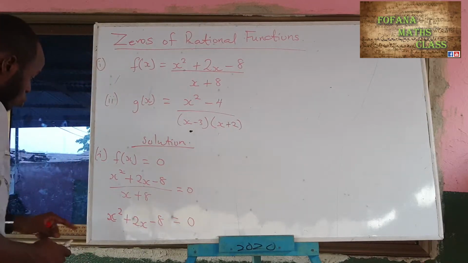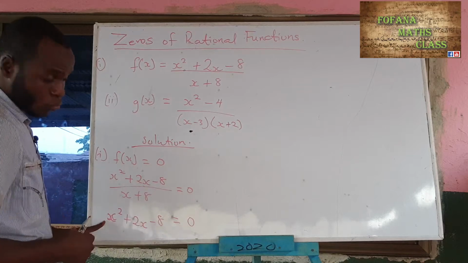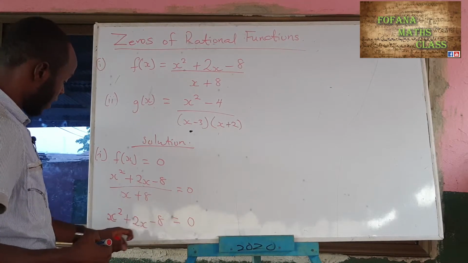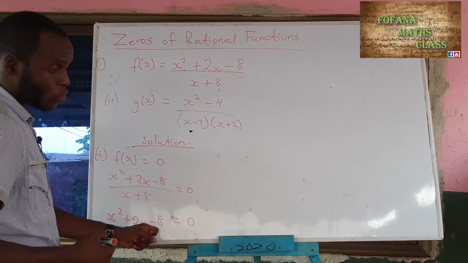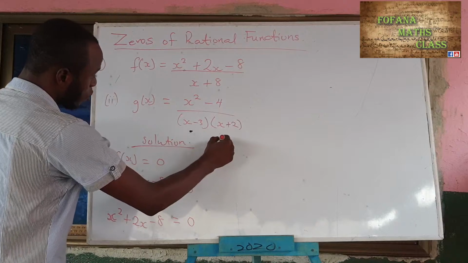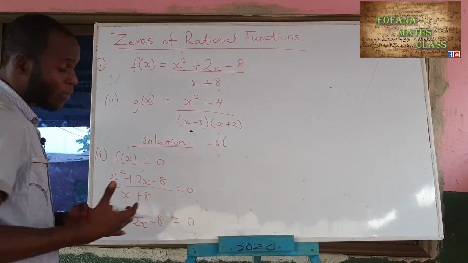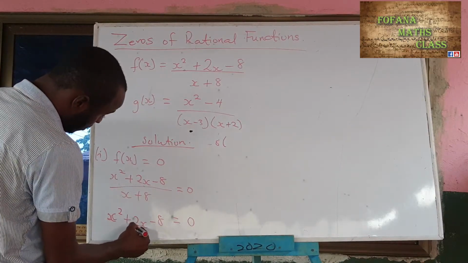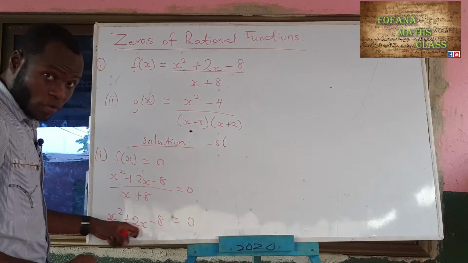So what we'll do is multiply the coefficient of x squared by the constant, which is minus 8 here. When you multiply the constant by the coefficient of x squared, which is 1, it will be 1 times minus 8, which will give us minus 8. Then we look for two factors of minus 8 which, if we multiply, we will have this minus 8, but if we add them we will have the coefficient of x in the quadratic equation.